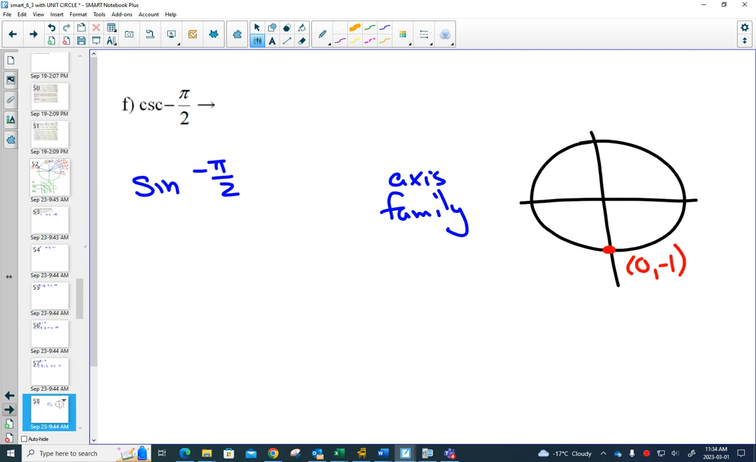Negative pi over 2 is going in the negative direction, pi over 2. So we would have that point at the bottom of your unit circle. Sine is your y coordinate. So sine of negative pi over 2 would be negative 1. Then cosecant of negative pi over 2 would be 1 over negative 1, which is negative 1 as well.